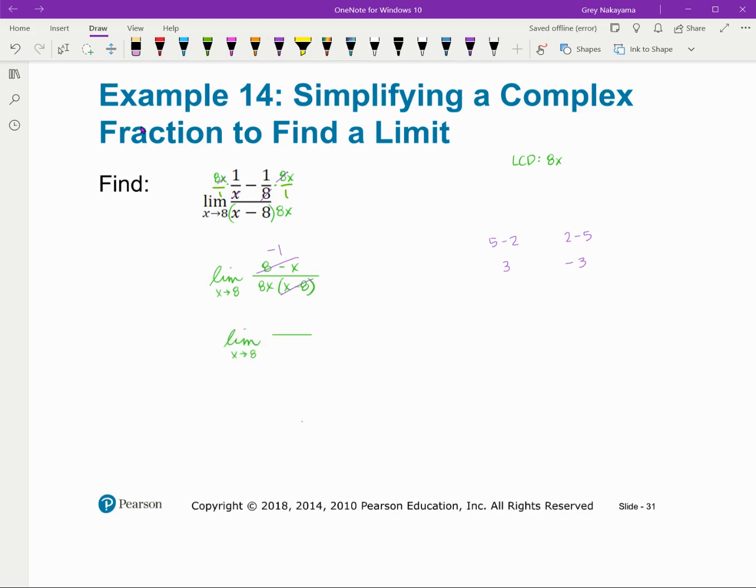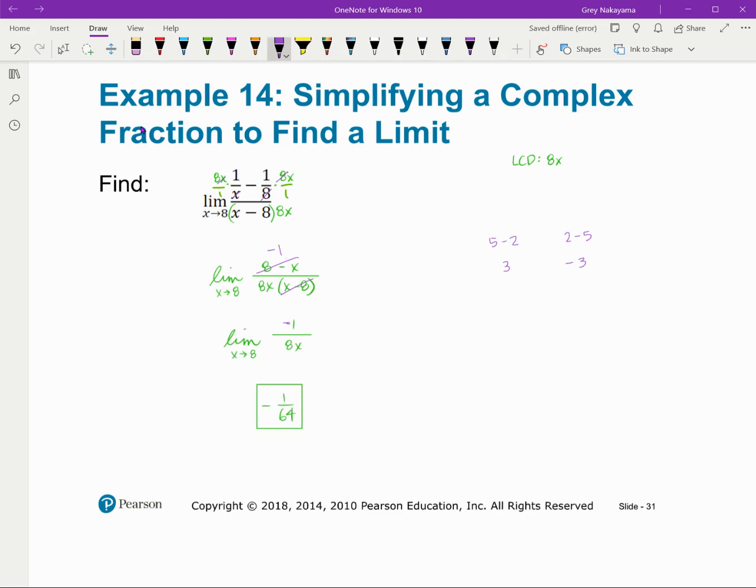So I have simplified my complex fraction to negative 1 over 8x. And when I plug in 8, I'm going to get negative. I never write it. Can you see that negative? Anyway, there's supposed to be a negative there. When you plug in 8, you get negative 1 over 64.